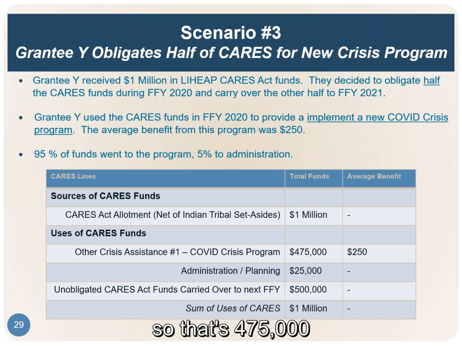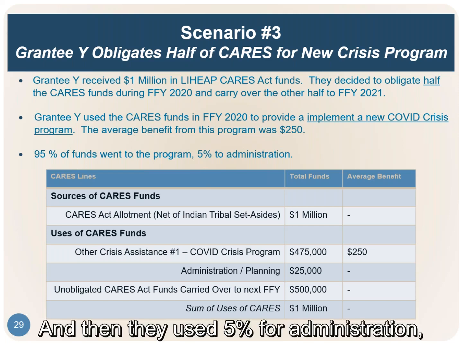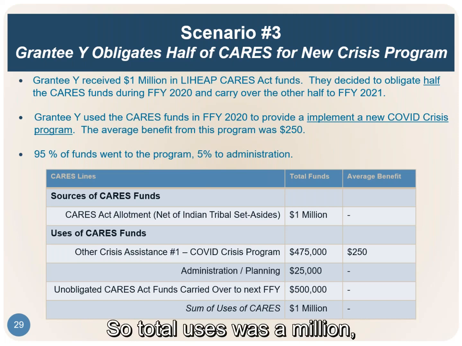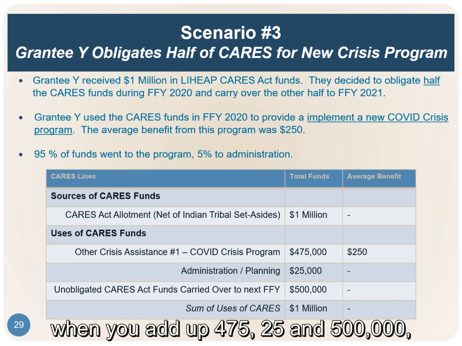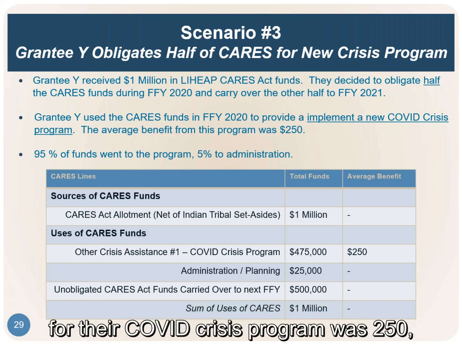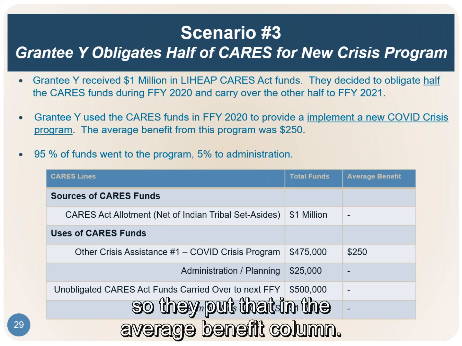So that's $475,000 on the other crisis line. And then they used 5% for administration, so that's $25,000. So total uses was $1 million when you add up 475, 25, and 500,000, and that equals the total allotment of $1 million. And the average benefit for their COVID crisis program was $250, so they put that in the average benefit column.